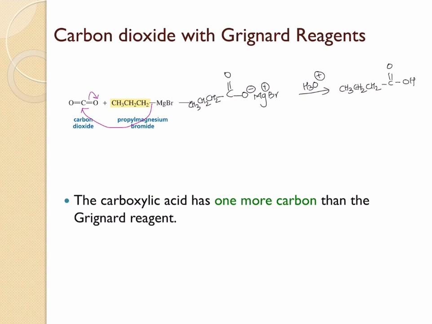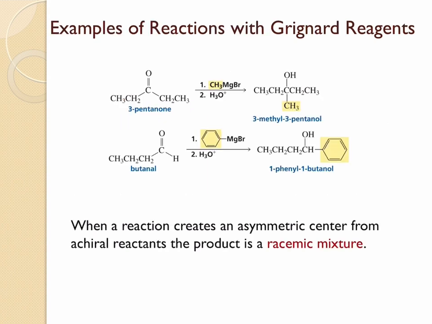Right? And as you can see from here, this is definitely a carboxylic acid. So when carbon dioxide reacts with Grignard reagent, it is going to give us carboxylic acids. Here are some more examples for the addition of Grignard reagents to carbonyl compounds, more specifically aldehydes and ketones.